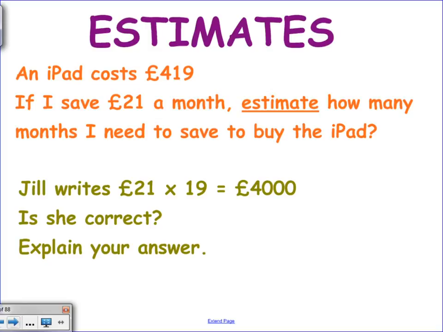Estimates. If in an exam paper they give you an estimate, that's what they want. Let's have a look at the first one. iPad costs £419, £21 a month. Estimate how many months I need to save. So, 419, what should we call that then? Okay. And 21 months, what should we call that?